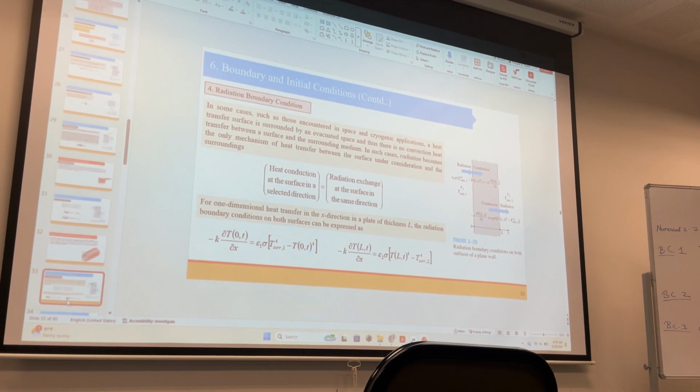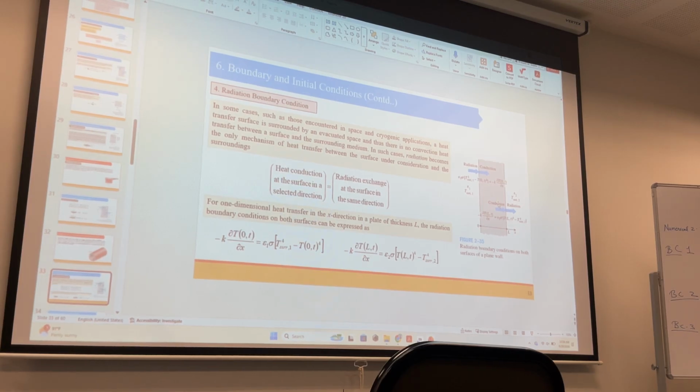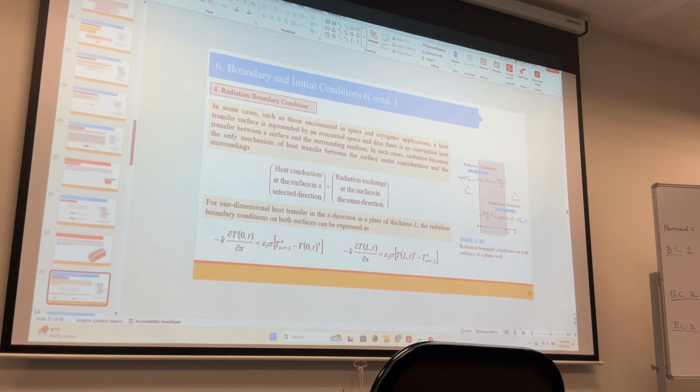Radiation boundary condition. In the radiation boundary condition, what will happen? The heat transfer from outside to this wall is by radiation and is equal to conduction. When I'm saying it's equal to, it means whatever heat is transferring by radiation is going to transfer by conduction now. There is no loss of heat. So this is the radiation boundary condition.